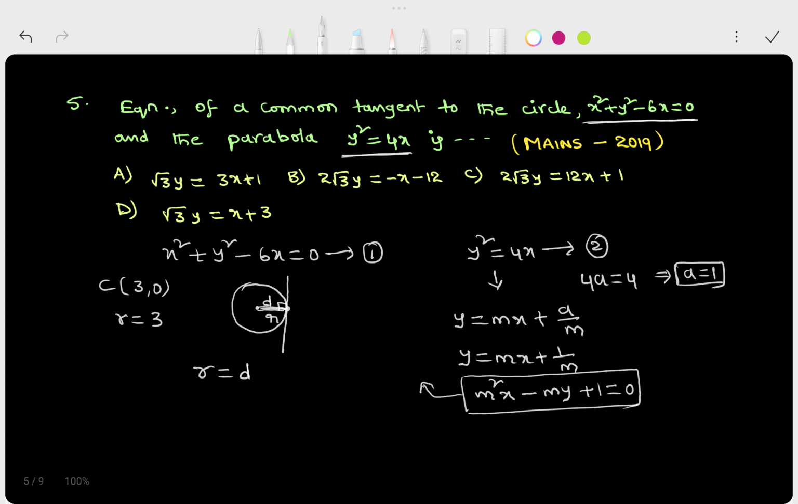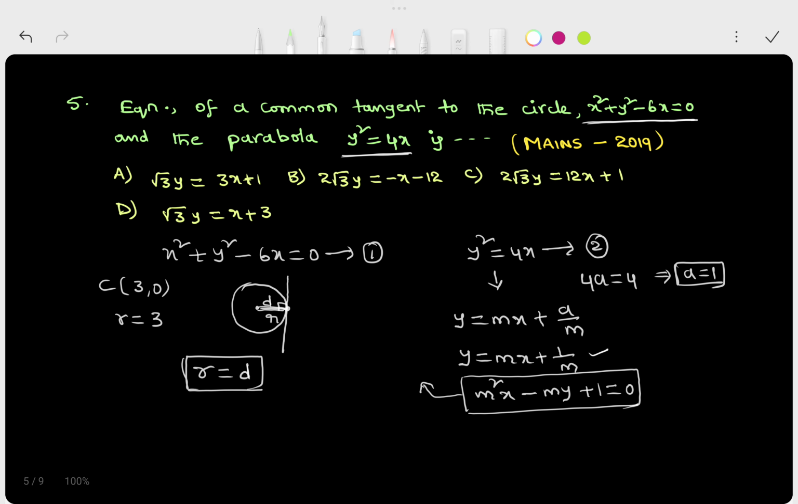This one is the direct formula. Otherwise, as I told you in the previous questions, you solve equation 1 and this tangent equation, plugging the y value into equation 1, which will be converted into a quadratic in terms of x. Then the quadratic equation will have equal roots. Equal roots means the discriminant will be equal to 0. But especially when a circle equation is given, we know the condition of tangency gives the direct result that r is equal to d.